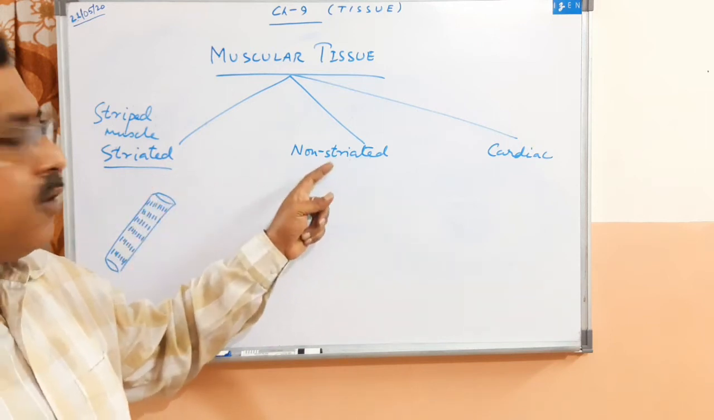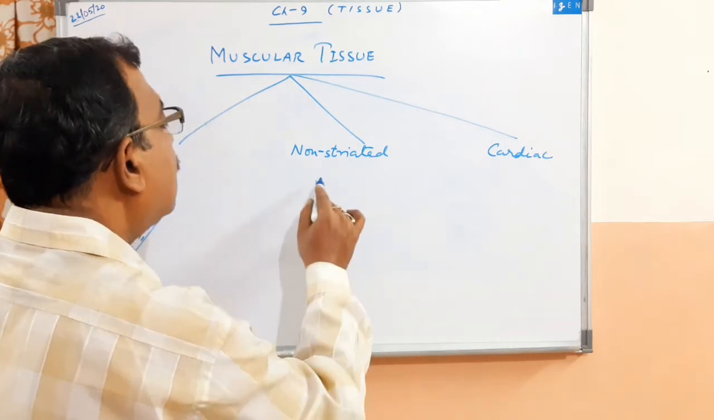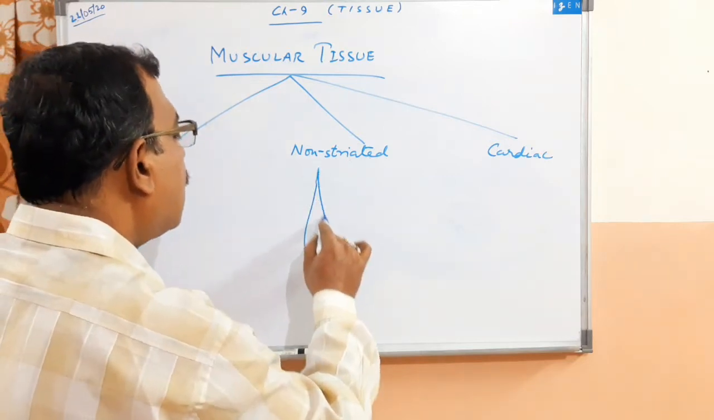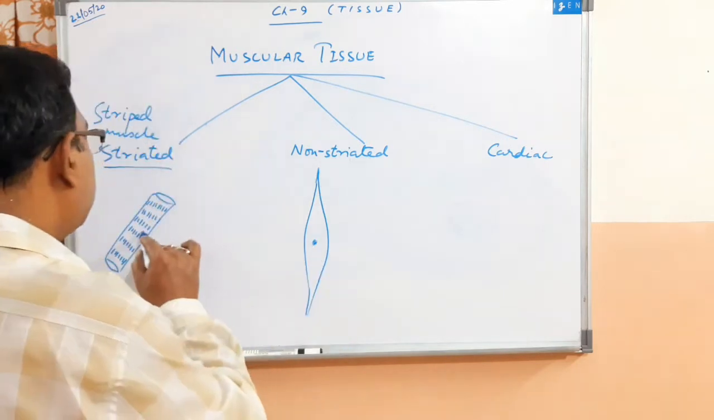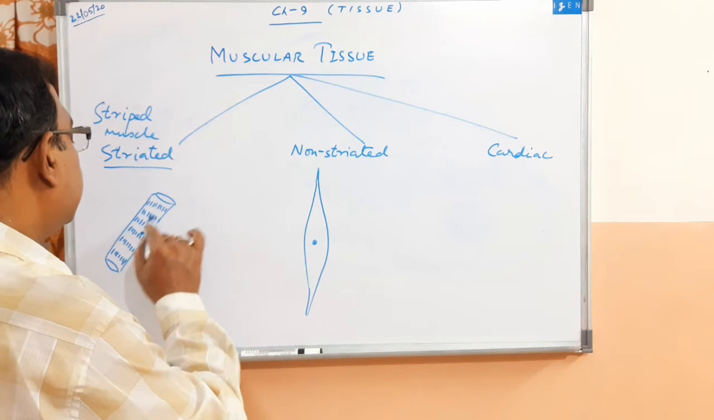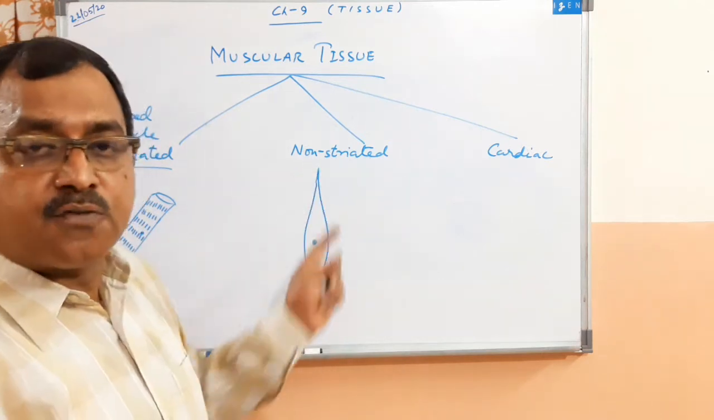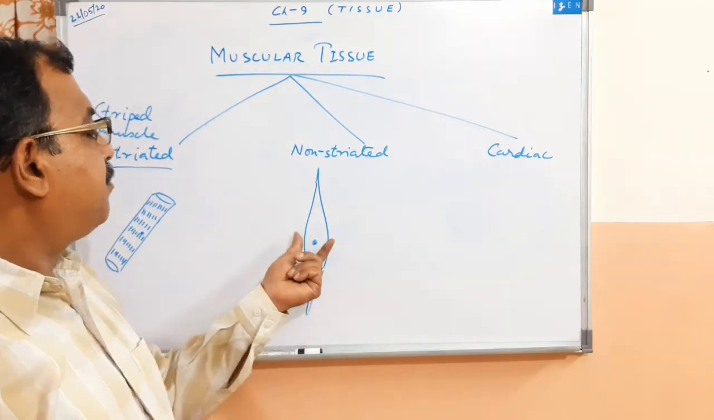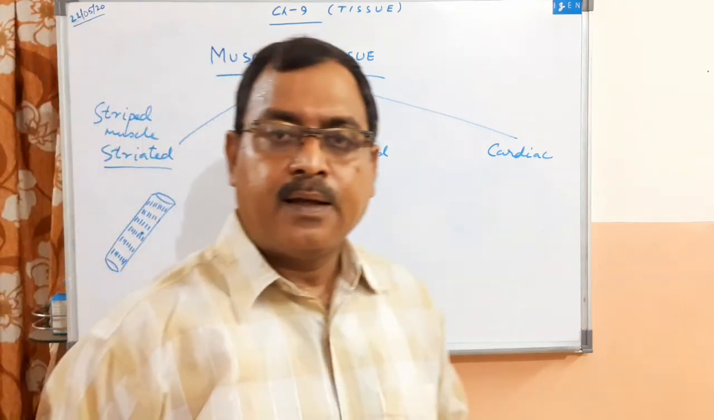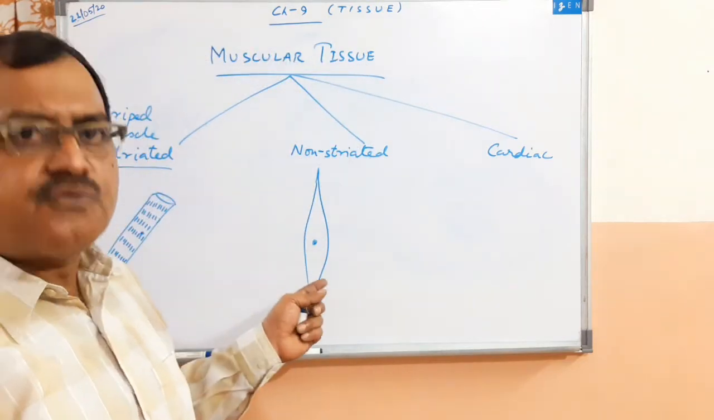On the contrary, non-striated or unstriped muscles are spindle shaped or fusiform. Ends are pointed and the mid portion is thickened. They do not have such type of striations.